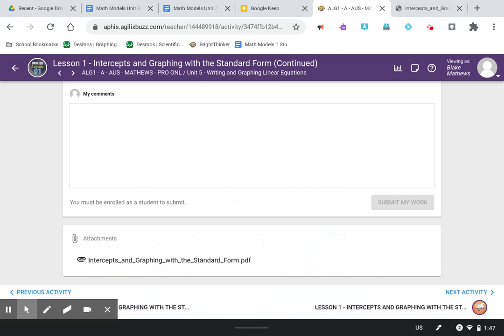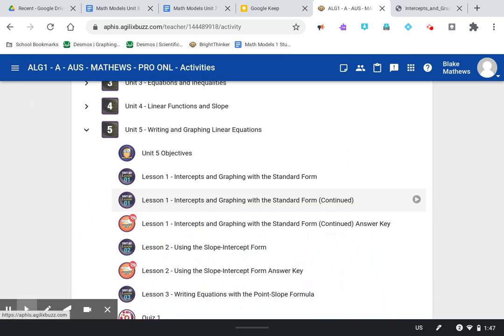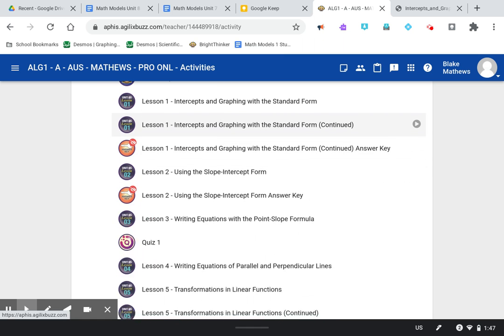All right, so that's it for lesson 1. There are kind of 2 separate pages you have to do, as you can see. And then the answer key should be available to you after you complete the second part of lesson 1. And the rest of those we'll get to later this week.